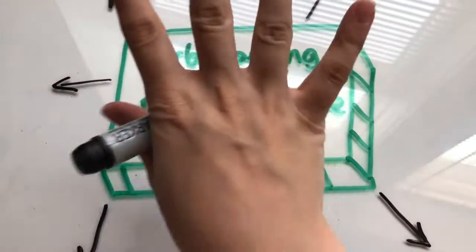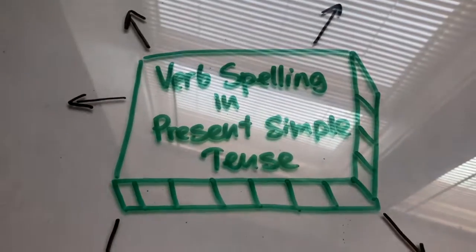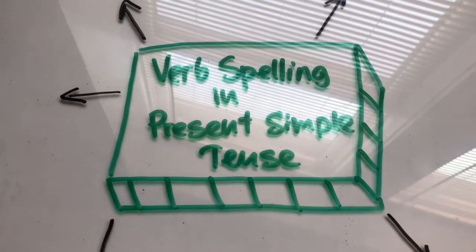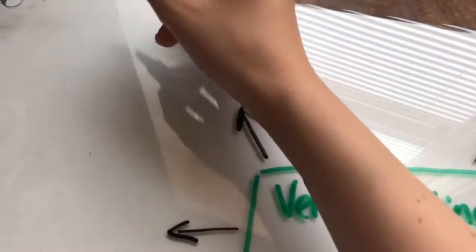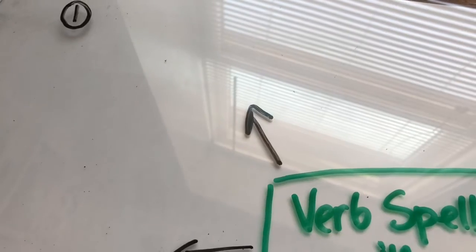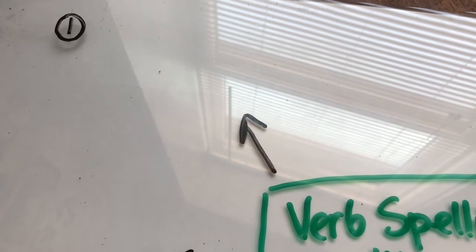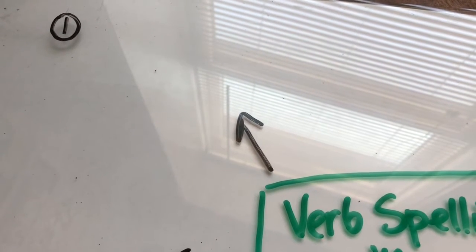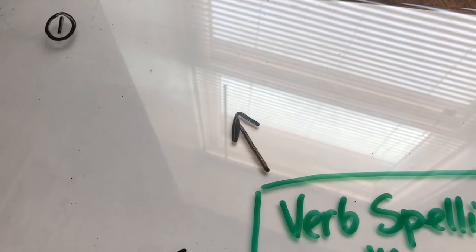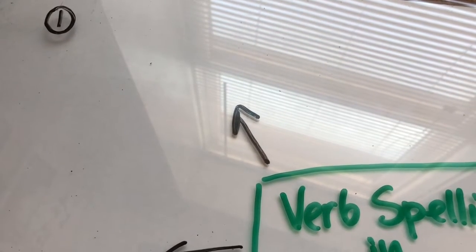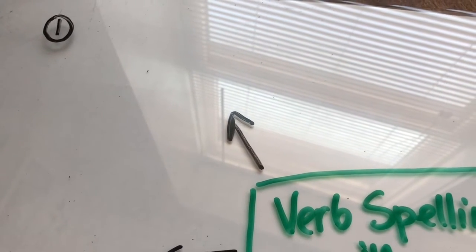There are 5 rules of verb spelling in present simple tense. Rule number 1. With pronouns he, she, or it, you need to add an ending s right after your verb.